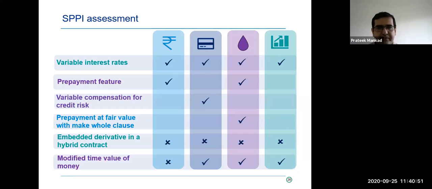Yeah, we spoke about prepayments. Basically, if you are going to charge a prepayment at fair value and say prepay whatever is the outstanding principal and loss of interest, it is time value of money, it meets SPPI. Okay, this is one example where we should maybe spend little more time and talk about it in a bit more detail, which is embedded derivative in a hybrid contract, right?